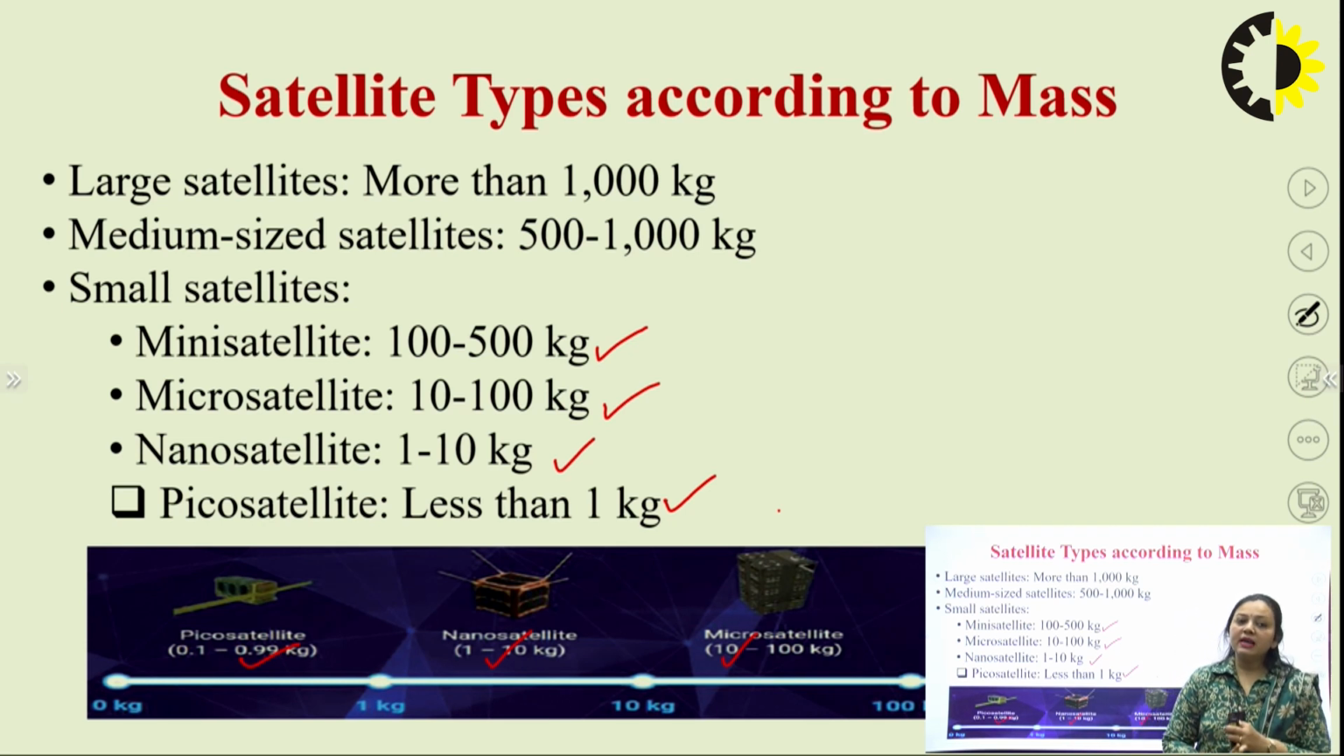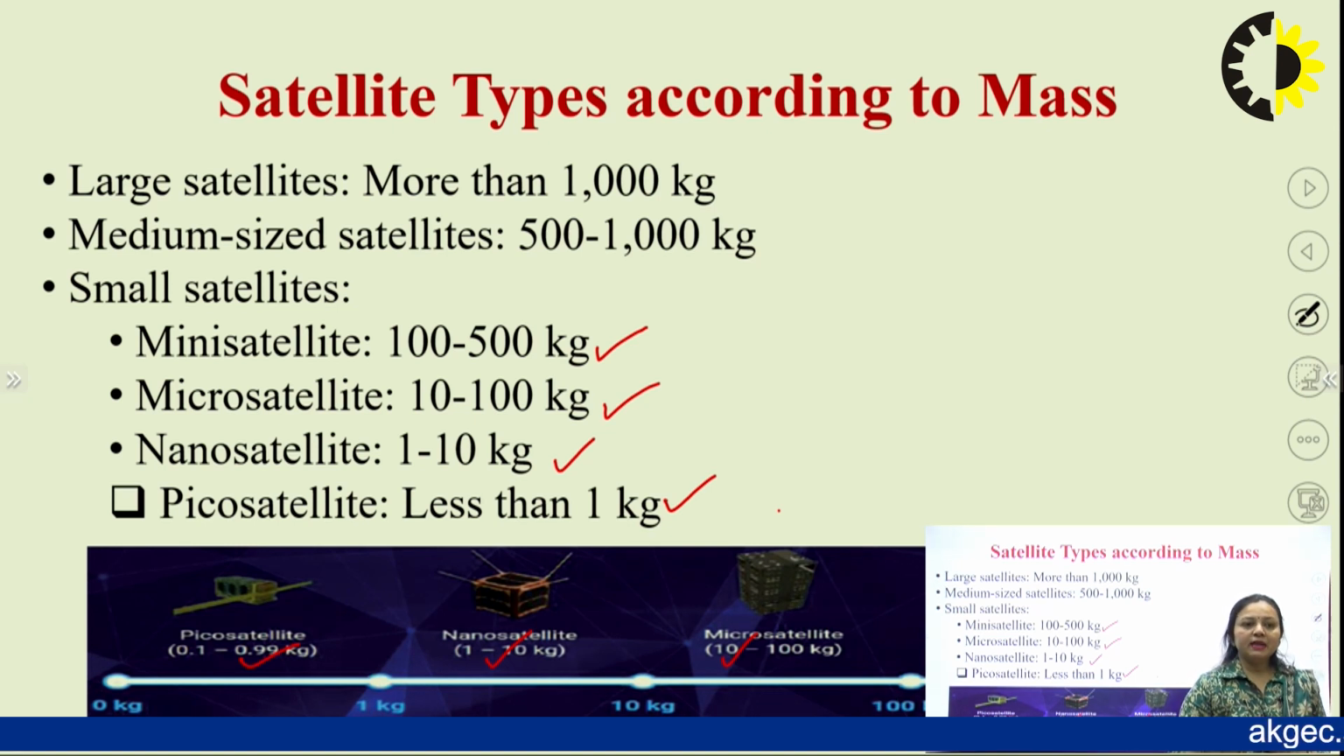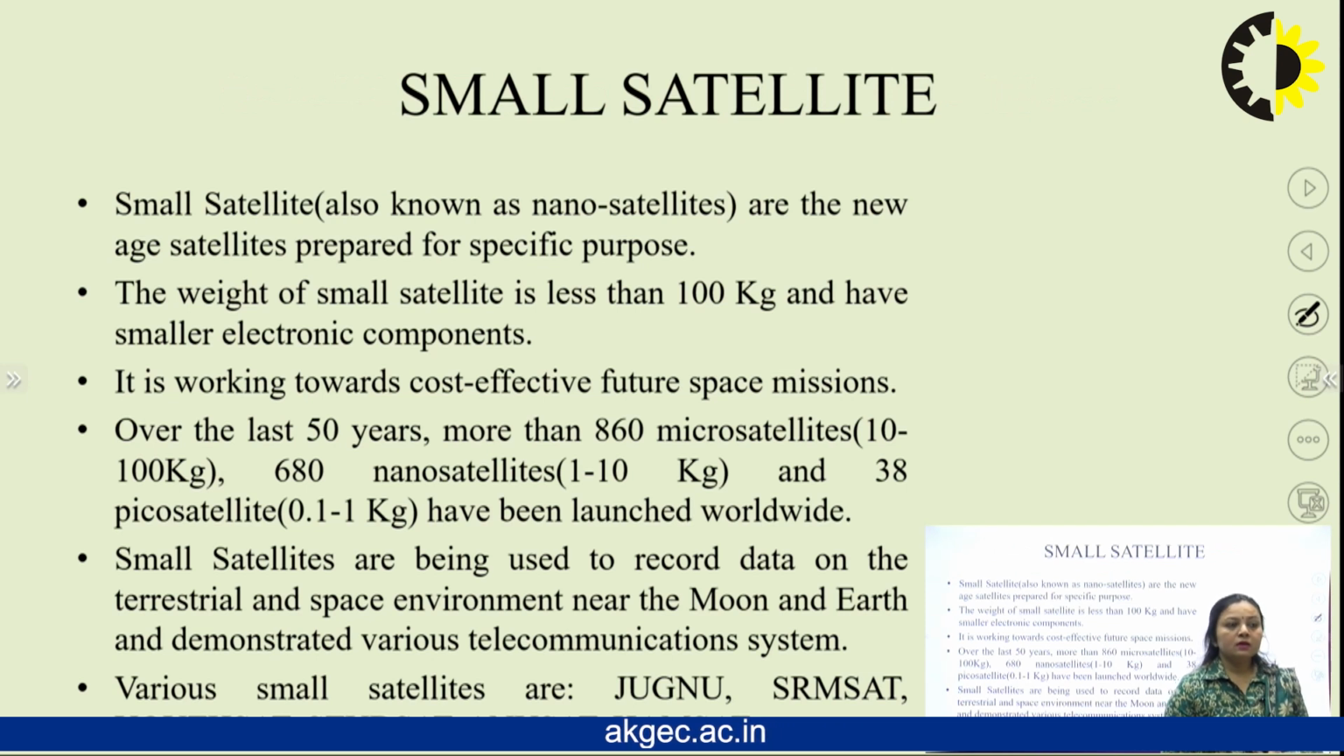So first we classified them according to their existence. If they exist naturally in nature, we call them natural satellites. Then we classified them according to their weight, according to their mass. We classified them into large, medium and small satellites, and small satellites are further classified into mini, micro, nano and pico satellites.